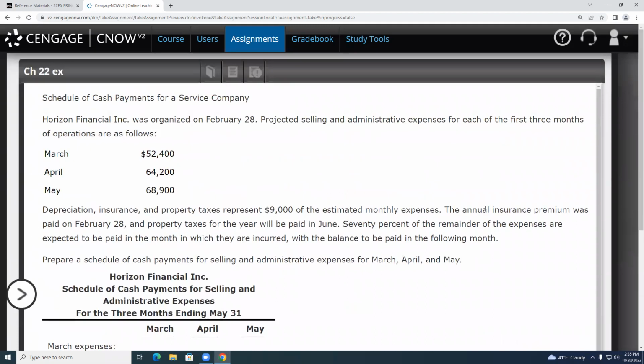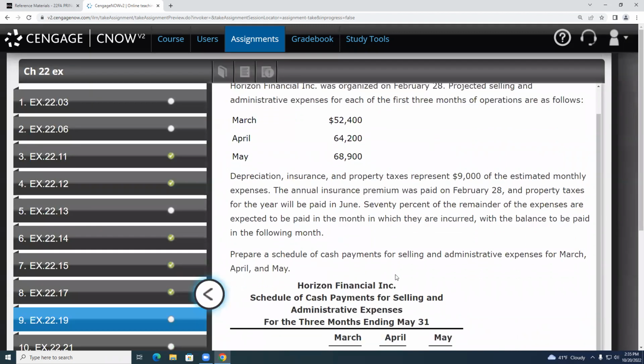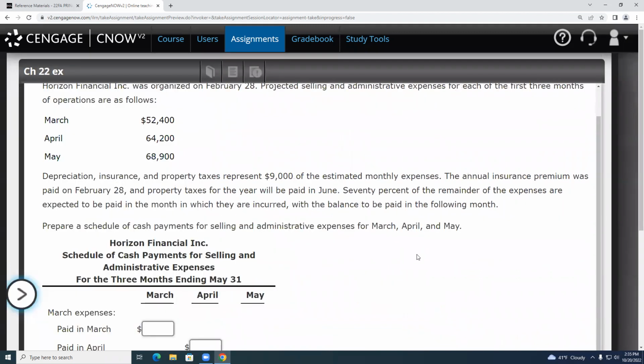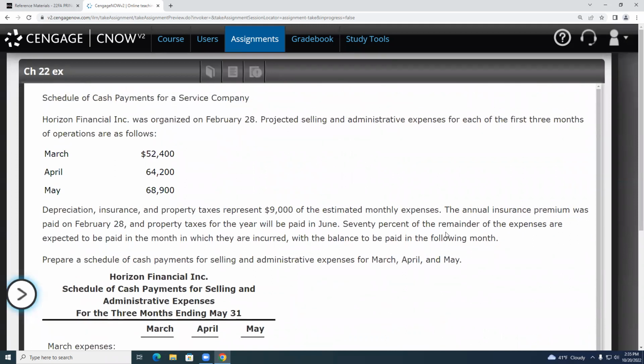And so we just looked at cash receipts in exercise 8. In exercise 9, we're moving to the other side of the picture, which is how much do we expect to have going out? How much are we spending?